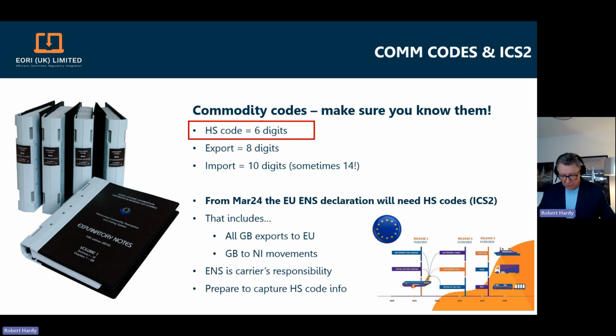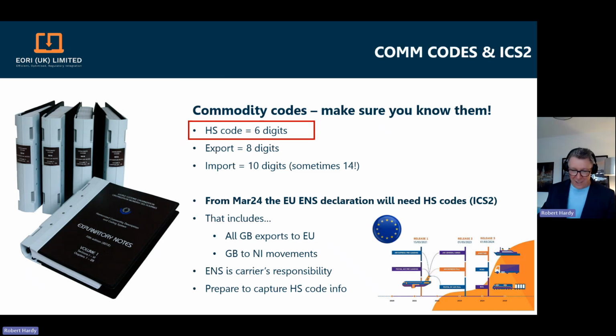From March 24, the EU ENS, the Safety and Security Declaration, will require the HS code. That includes all GB exports to EU, and it also includes GB to NI movements. The ENS is the carrier's responsibility. The carrier is normally the haulier. In the situation where it's an unaccompanied vessel or an unaccompanied trailer, normally the ferry company takes on the role of the carrier, but most of the ferry companies have actually changed their T's and C's and said it's not us, basically, it's still the haulier's responsibility.